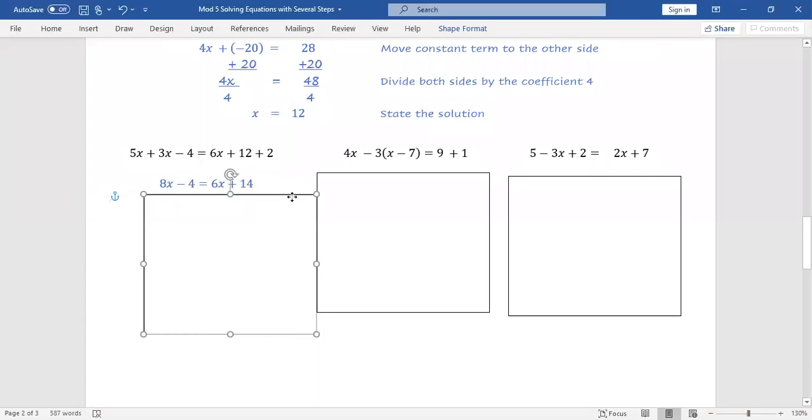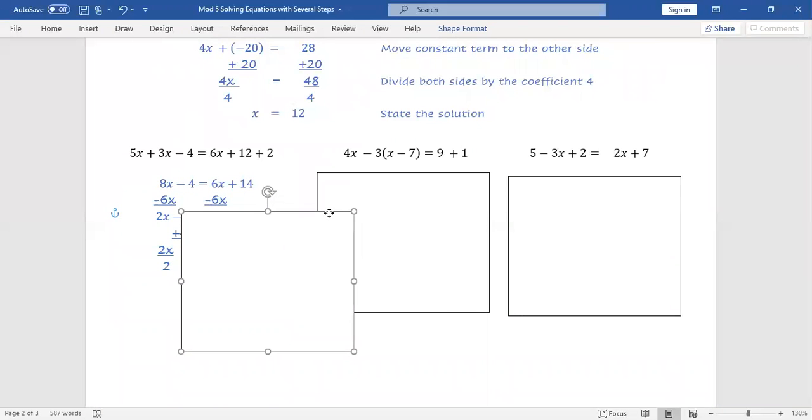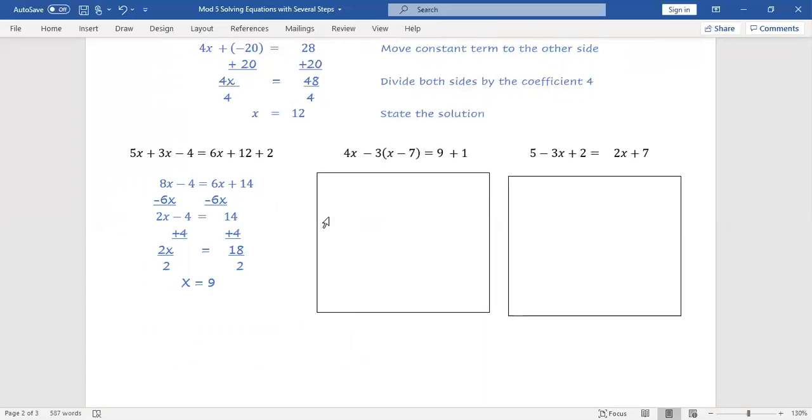Now that I've simplified both sides of the equation, my next step is to move the variable terms, ideally in my situation I prefer the left, and my constant terms to the right. So I subtract 6x from both sides, which gives me 2x minus 4 on the left and a 14 on the right. I've moved my variable terms. Now it's time to move my constant.